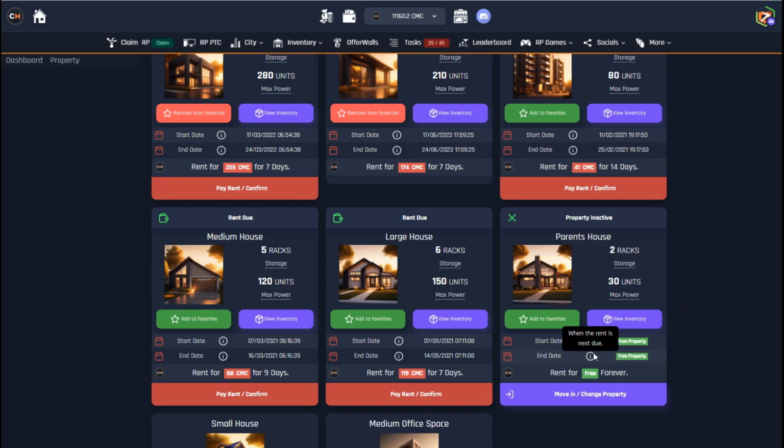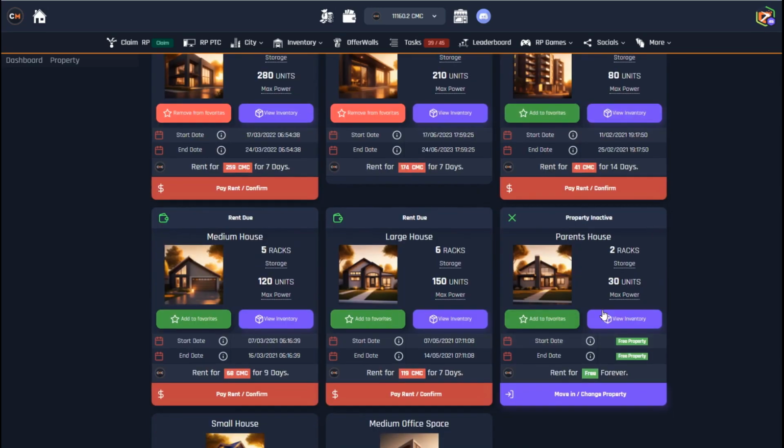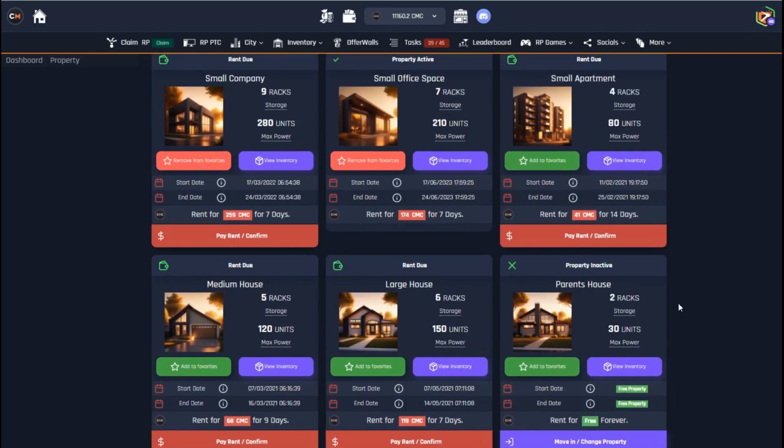That parent's house, you want to be rinsing that as much as you can before you even think about moving into another property, because it's all about making as much profit as possible. If you've got very low miners and you move into a bigger property, anything you earn from your miners, you're going to be spending on rent and power units. So like I say, just stay here as long as you can. That will mean that you're making the maximum amount of profit you can possibly.